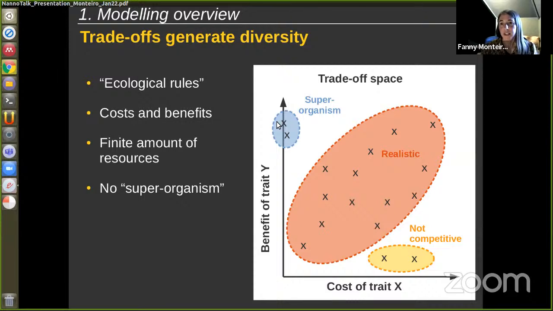So imagine the situation if there was no cost. So this cross here is an organism that developed a trait which has really high benefit at no cost to another trait. Well, that organism will be super competitive and become a super organism. But in a modern ocean, at least, we're in a situation where we have a lot of diversity. So we know there must be a cost associated with a benefit. So that's why we have trade-offs, and trade-offs generate diversity.